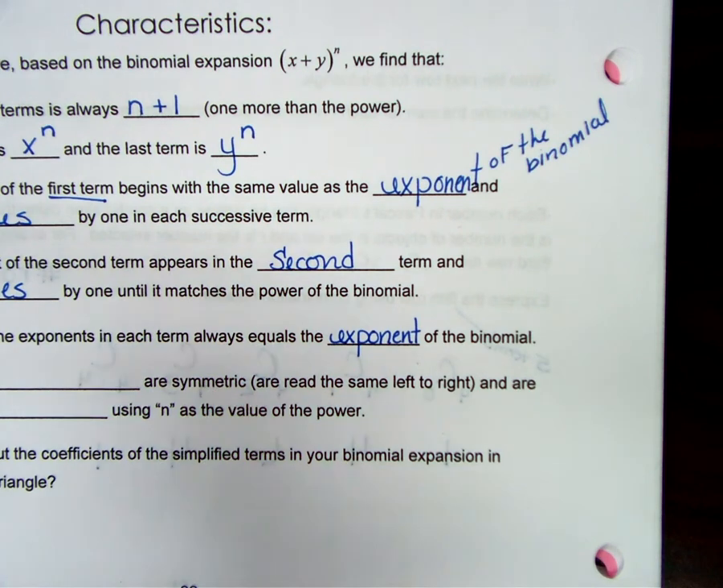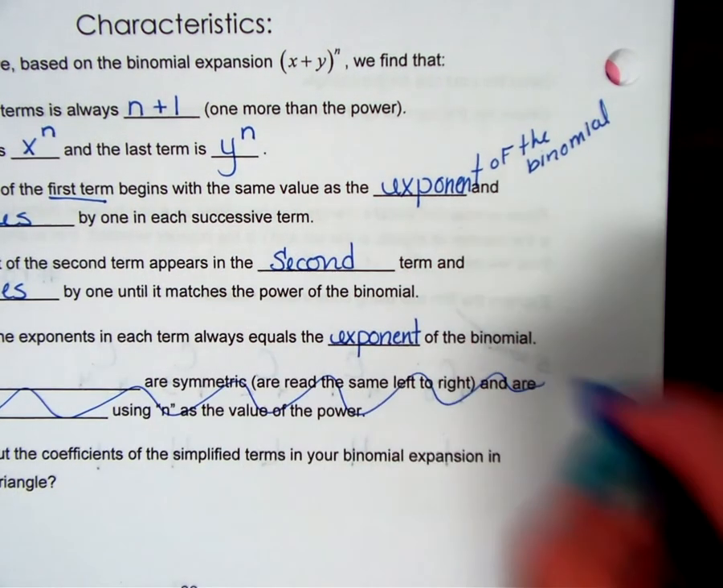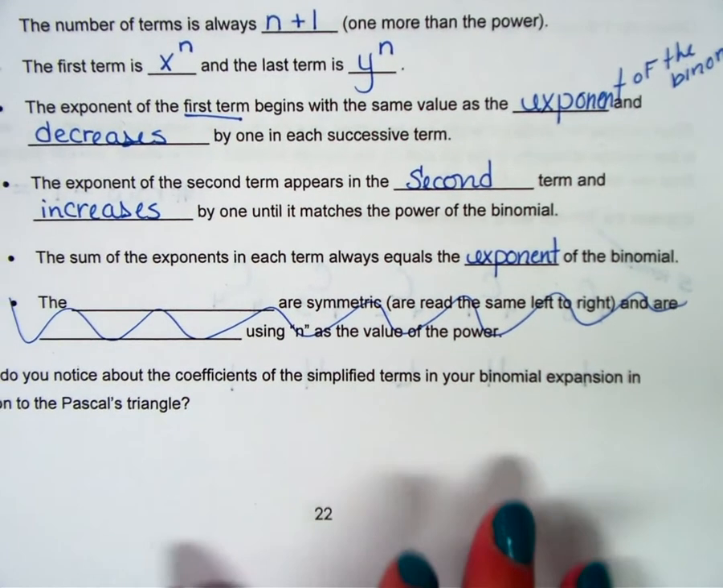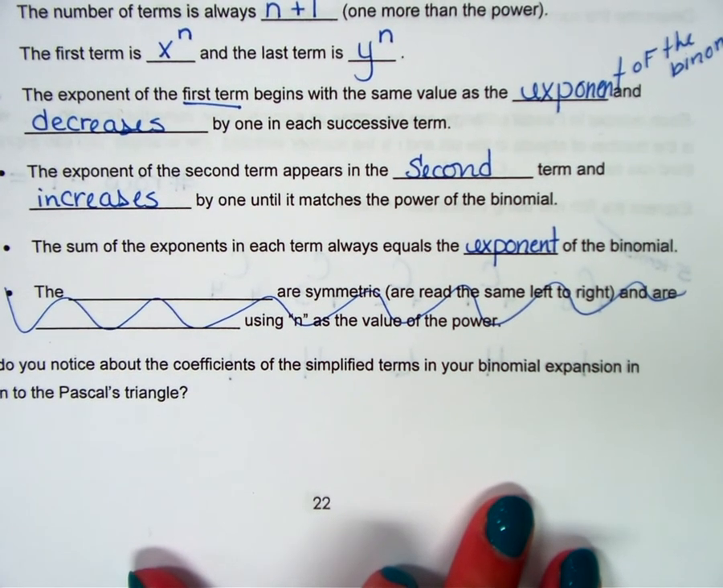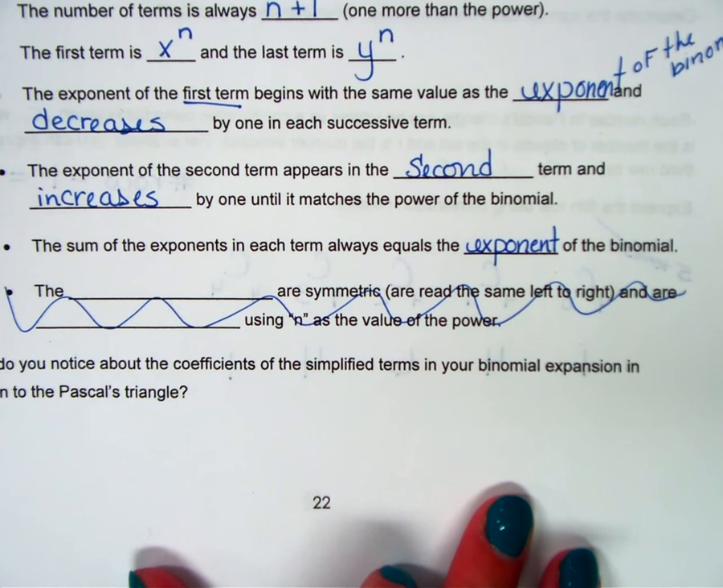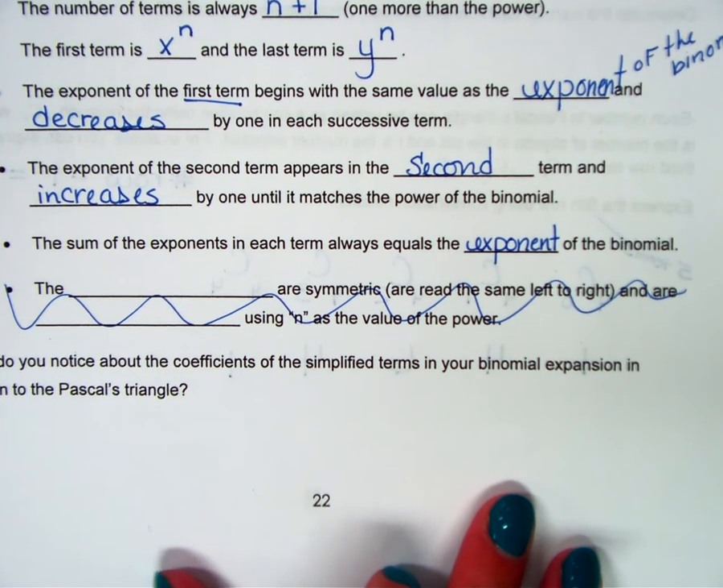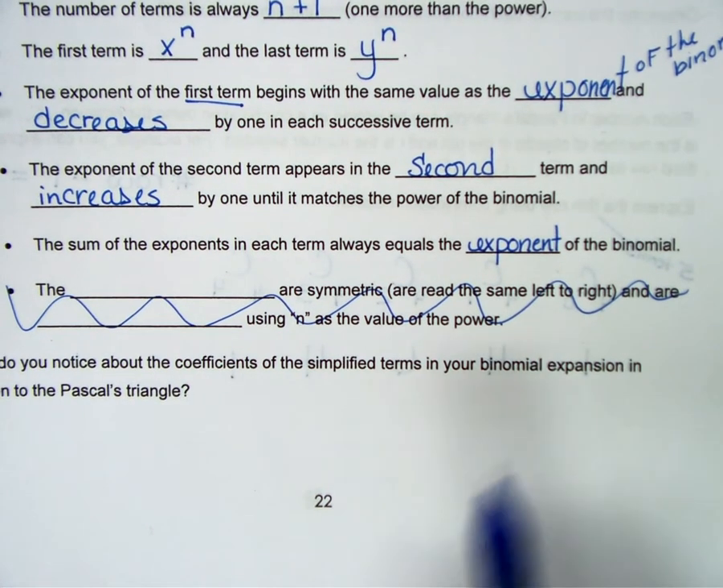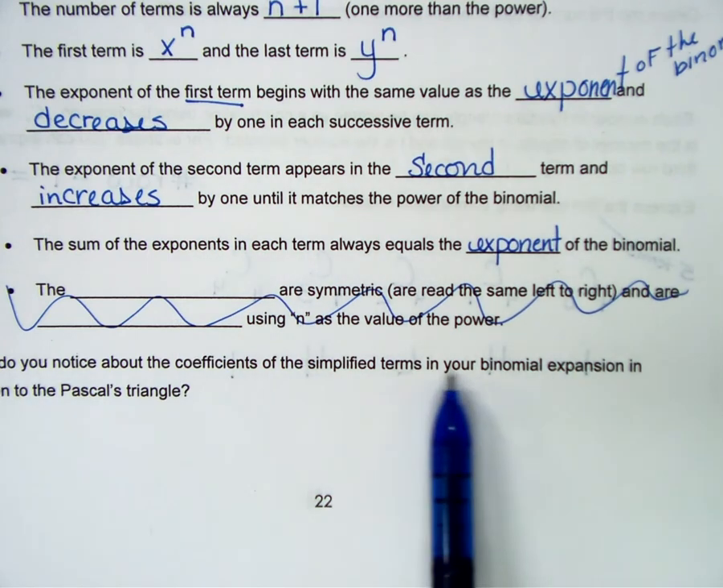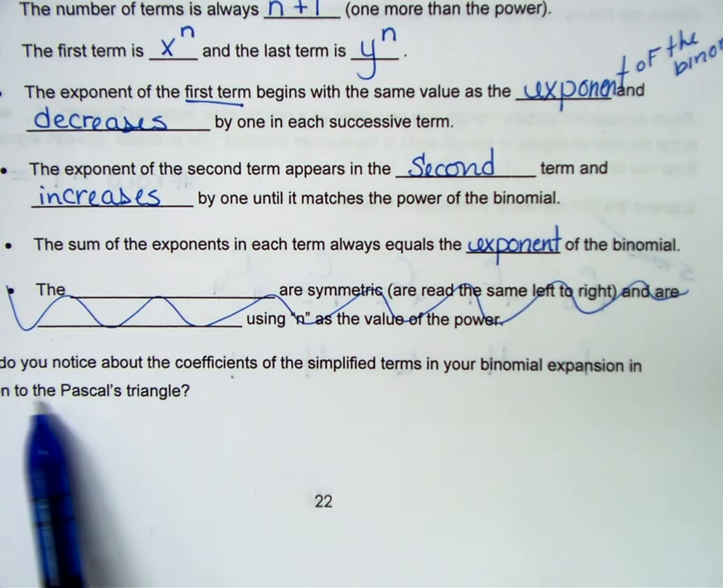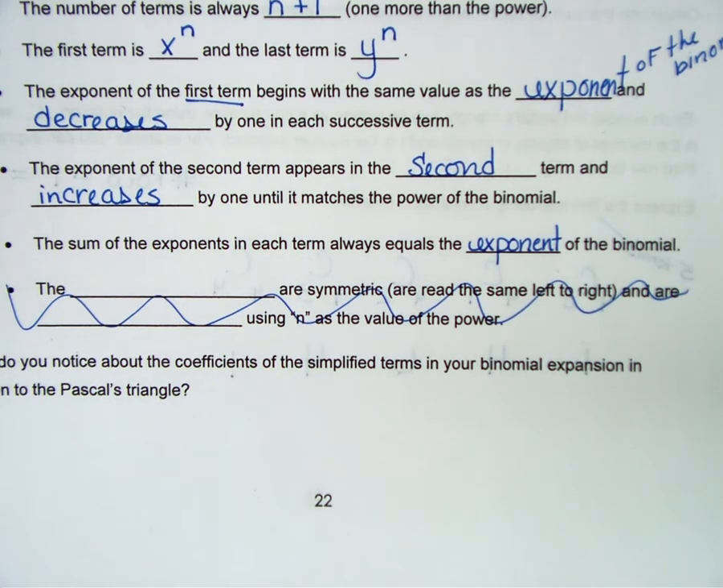So, you know what? Maybe I'm not going to fill this in. This isn't going to make any sense. So just scratch that one out. It's the coefficient combinations is what I wanted there, but we're just scratching it out. And what do you notice about, in your binomial expansion, the relationship to Pascal's triangle?